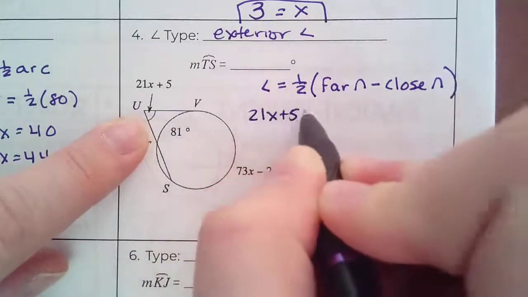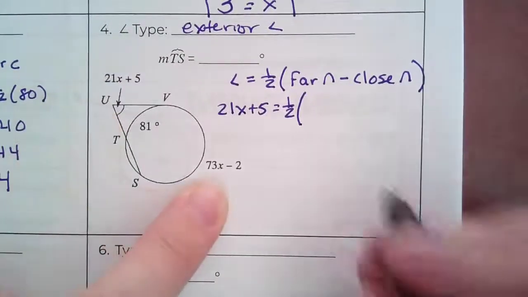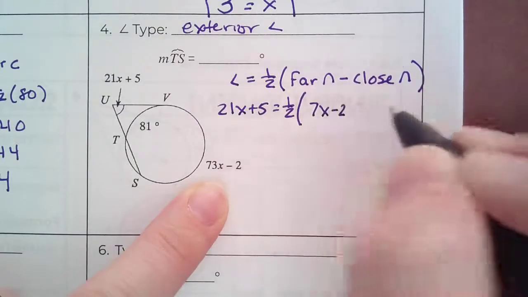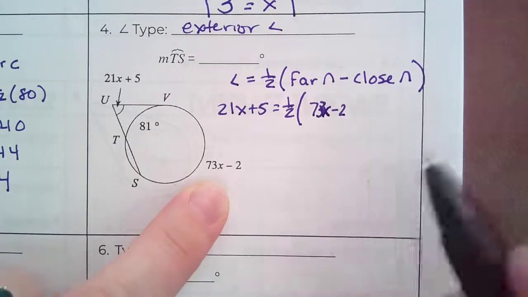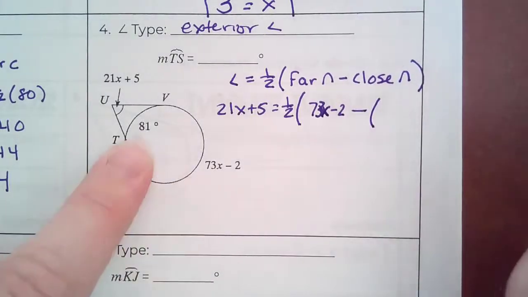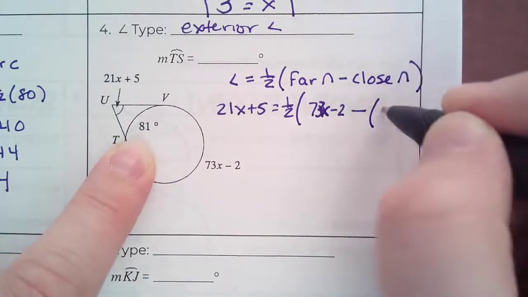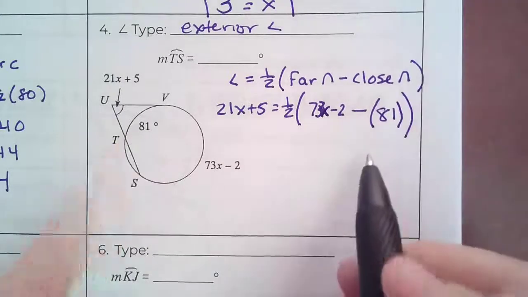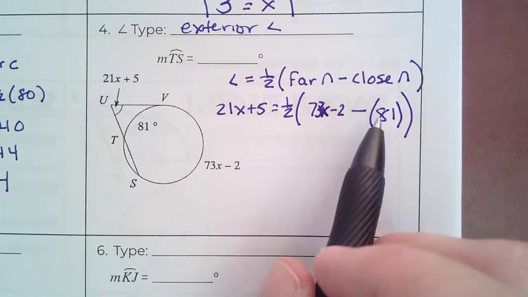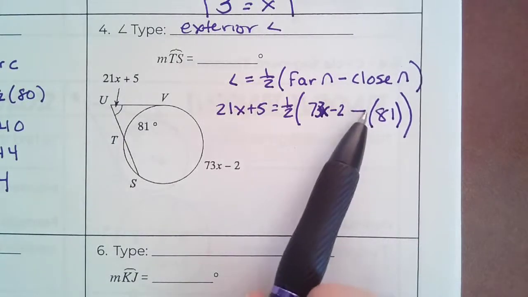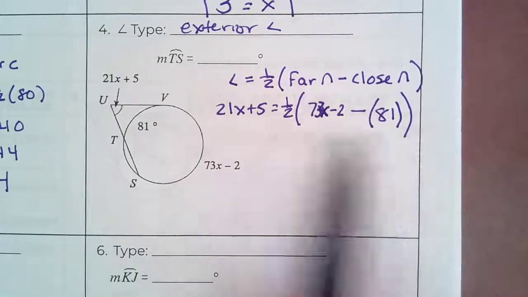21x plus 5 equals 1/2 times my far arc, which is 73x minus 2, minus our close arc, this time it's just 81. So you might think, why did you put that in parentheses? If this was anything other than 81, like 2x plus 3, I have to distribute this minus sign to each term before I do the subtraction in my big parentheses.